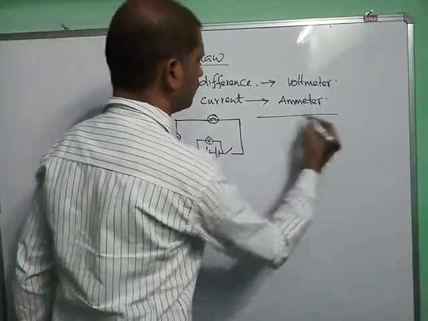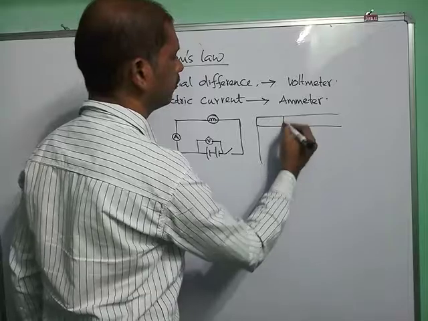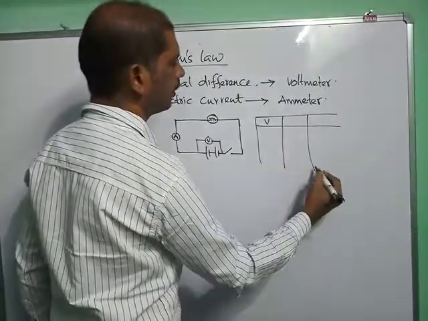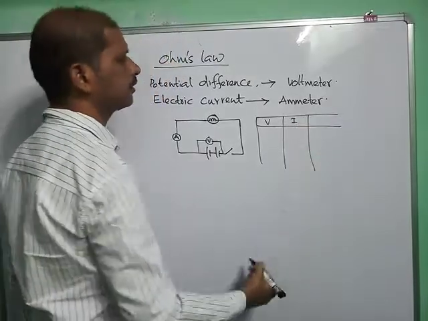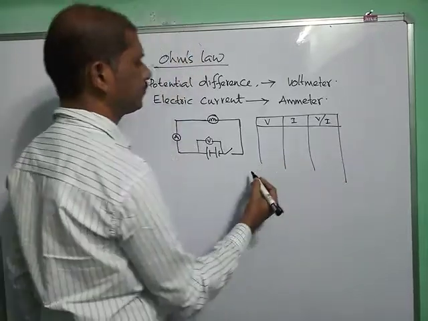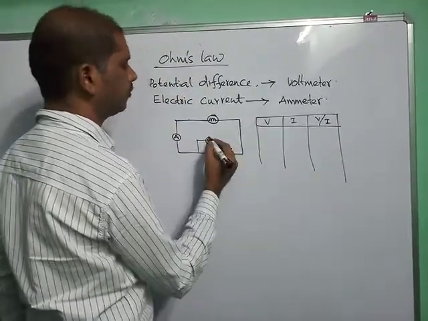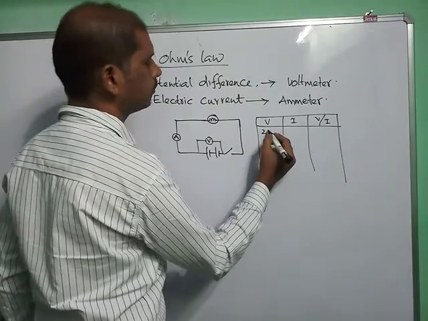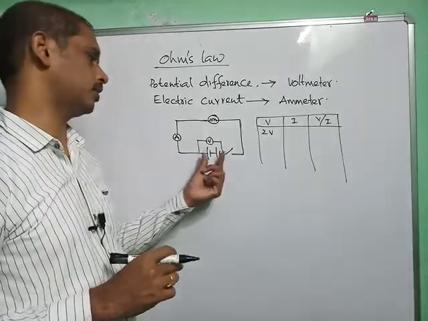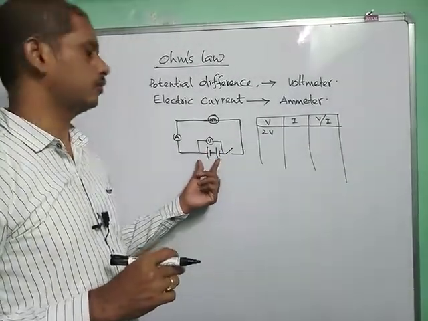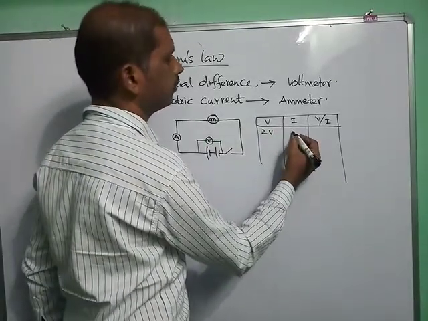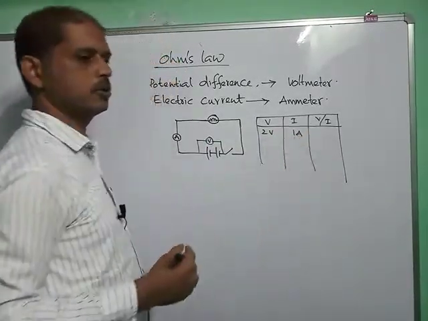Here we have to record the readings in a table: the potential difference, how much we are creating here, and according to the potential difference, what is the electric current. After that, we have to calculate the ratio of potential difference to electric current. For example, if the voltmeter reading is 2 volts, it means 2 volts of potential difference we are supplying here. For that, what is the electric current? For example, 1 ampere of electric current is produced.